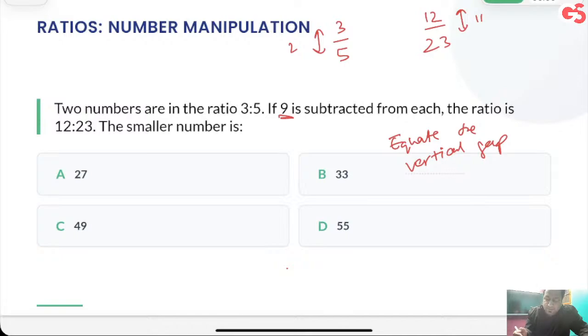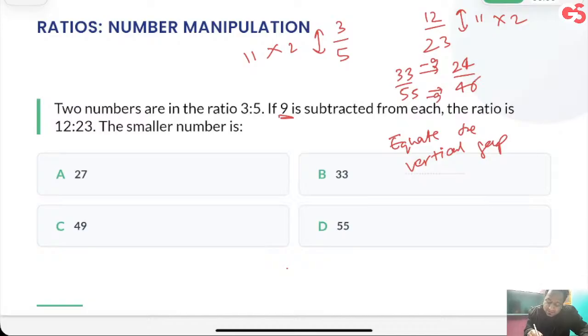So how to equate it? 11 and 2. I'll multiply this thing by 11, this thing by 2. अगर मैं करता हूँ 11 से मल्टीप्लाई तो ऊपर 33 और नीचे 55 आ जाएगा. यहाँ 2 से करता हूँ तो ऊपर 24, नीचे 46 आ जाएगा. अब एक बहुत इंपॉर्टेंट चीज हुई है, तुमने नोटिस किया? जो हॉरिजॉन्टल गैप है वो 9 हो गया दोनों ही केसेस में.